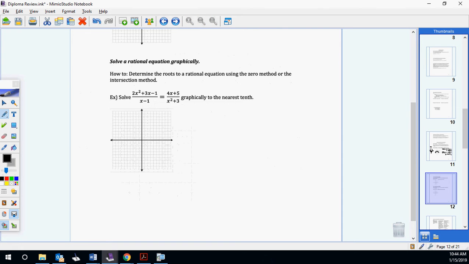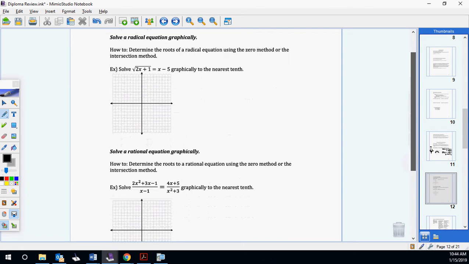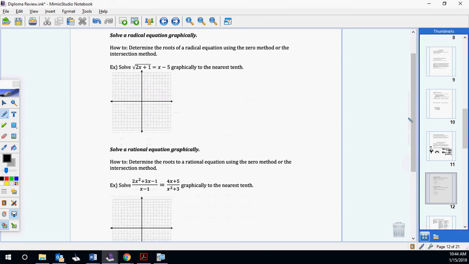Good questions. Okay, so solve the radical equation graphically. That's a standard: how to determine the roots of a radical equation using the zero method or the intersect method. Remember, the intersect method is y1, y2, and you see where they cross. You can do that. I'm going to do the zero method. These are actually both calculator methods, but I'm just going to graph it myself. You can put it on your calculator if you want.